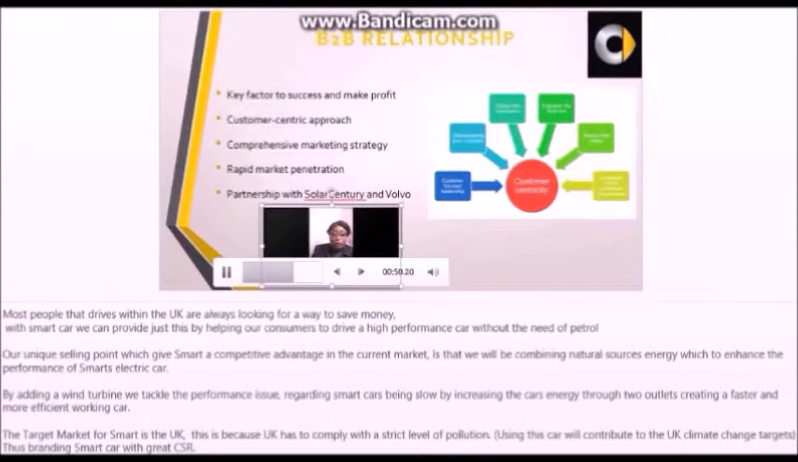The target market for Smart Car is the UK. This is because the UK has to comply with a strict level of pollution. Using this car, we would contribute to the UK climate change target, thus branding Smart Car with great CSR.